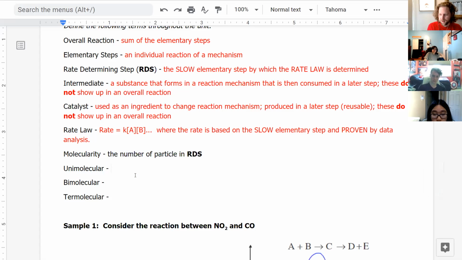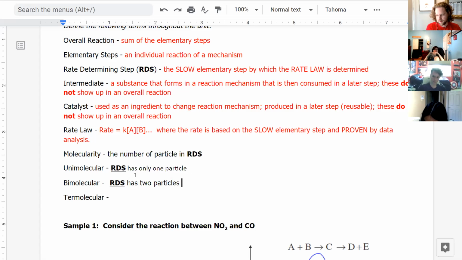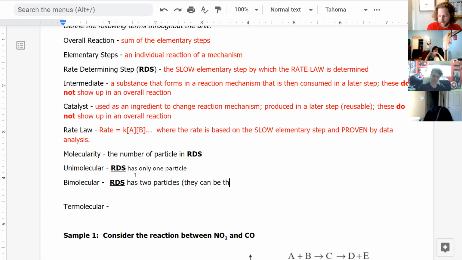Anyway, unimolecular. Rate determining step has, sweet, my font is changing. Rate determining step has only one particle. Bimolecular. Rate determining step has two particles. You can paraphrase this. They can be the same or different substances.